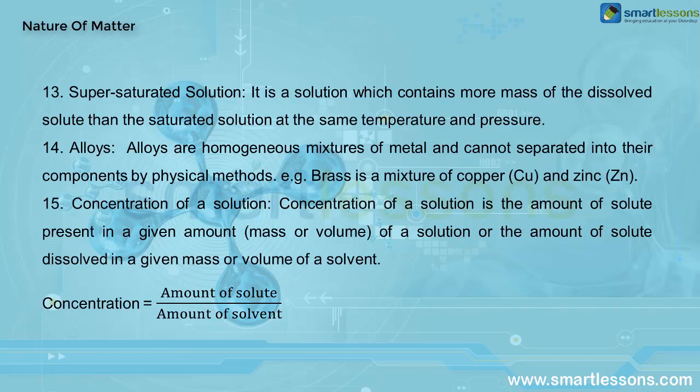Now let us see what is alloy. Alloys are homogeneous mixtures of metals and cannot be separated into their components by physical methods. For instance, brass is a mixture of copper and zinc.